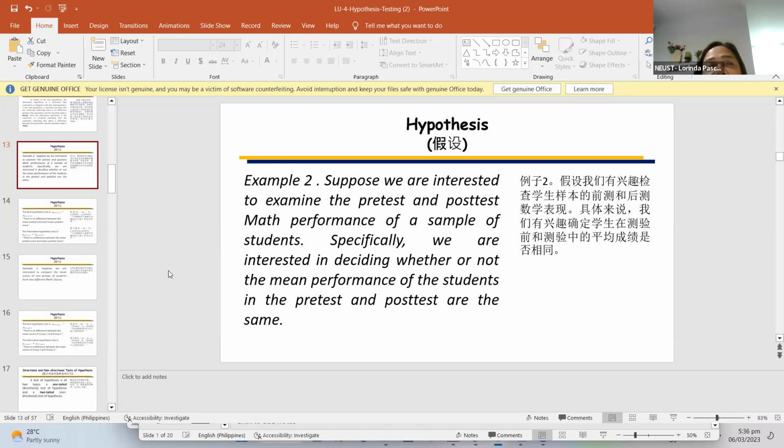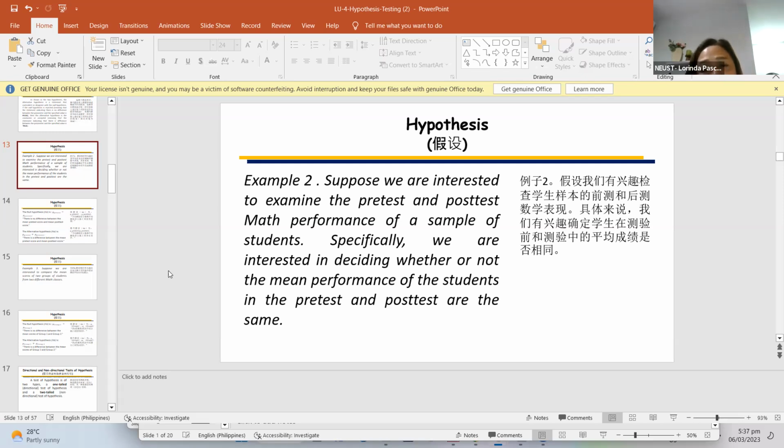nag-introduce ka ng intervention, like nag-tutorial ka. So, nag-conduct ka ng remedial or tutorial classes. Then, after conducting the tutorial or remedial class, nagbigay ka ulit ng isang examination. So, syempre, hindi mo na uulitin yung exam na binigay mo. Mape-perfect na nila yun dahil alam na nila, di ba? So, gagawa ka ng isang test na parallel doon sa binigay mong exam bago mo sila binigyan ng tutorial or remedial class. So, nung binigyan mo sila ng exam at kinuha mo yung score nila, gusto mong malaman kung may pagkakaiba ba yung score nila doon sa pre-test na hindi ka pa nag-tutorial at saka yung score nila sa test noong nagbigay ka na ng tutorial.